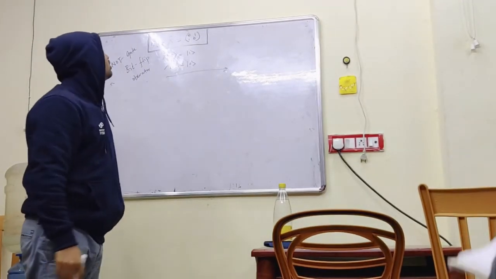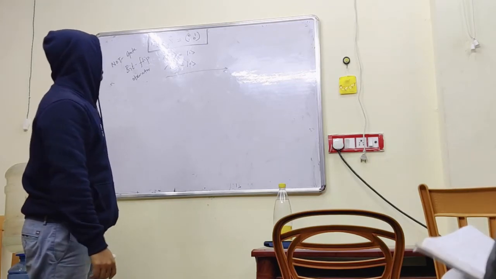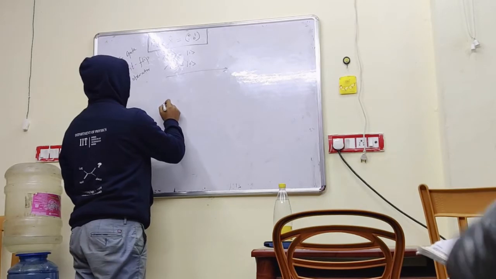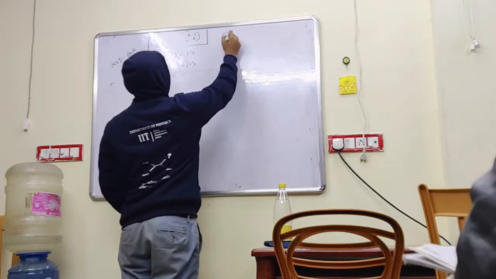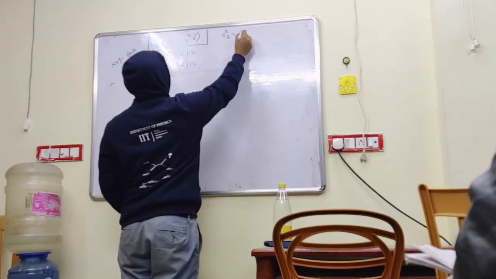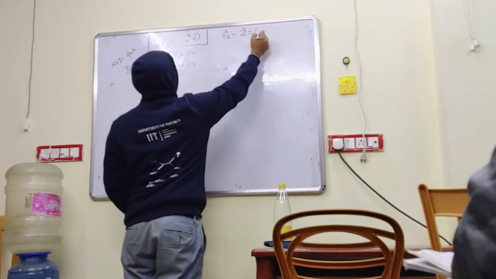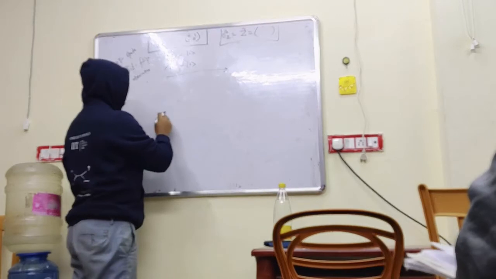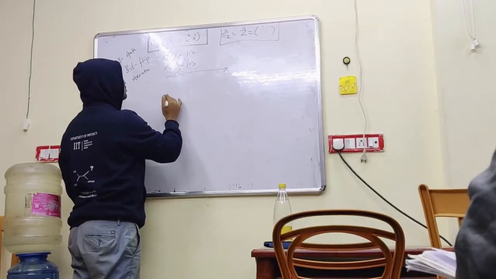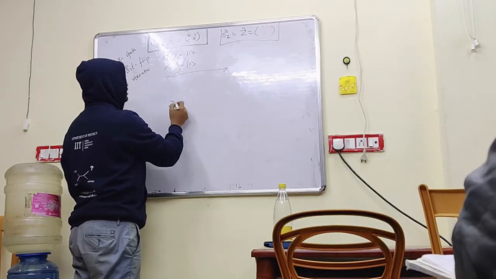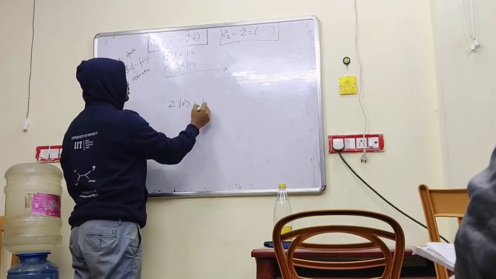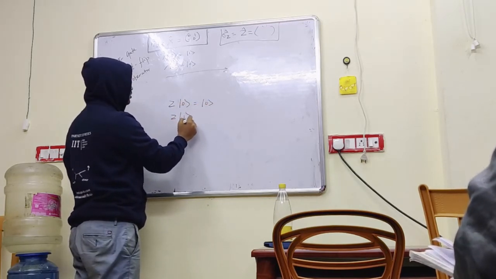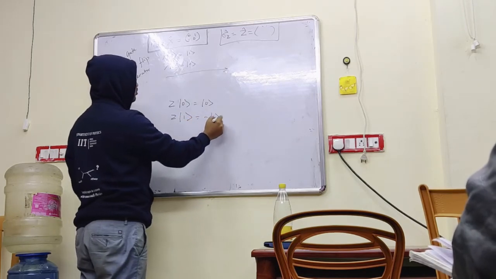Okay. Now let's talk about Z gate, whichever way you pronounce it. I tell you that my Z gate when operating on 0 gives me 0, but when it operates on 1 it gives me a -1.